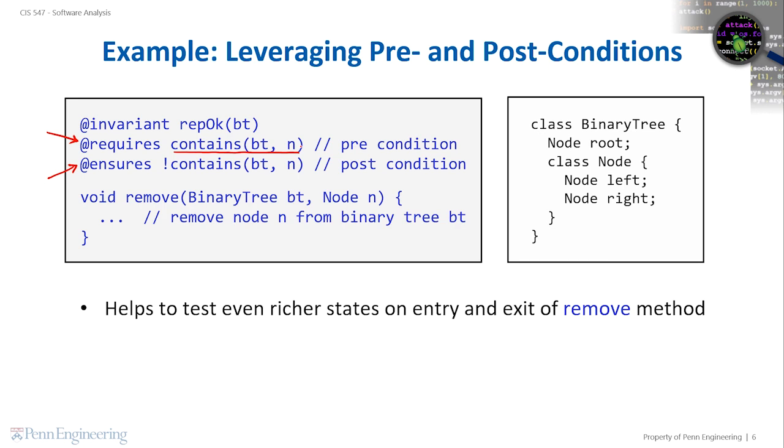Furthermore, the post condition could be used to check that the remove method indeed removes the given node from the given binary tree on each generated test input. You should by now have a good sense of how far specifications can go in helping to guide test generation.